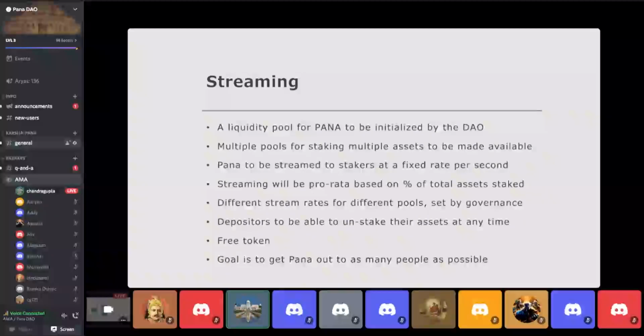We would have different stream rates for different pools, which would be set by the governance again. This would be based on demand and supply and the route that the protocol is going to take, to ensure a healthy growth of the liquidity pools while at the same time benefiting the stakers as well. Because the depositors are going to be able to unstake their assets at any time, it's going to be a free token. And during this phase, we want to get Pana out to as many people as possible.